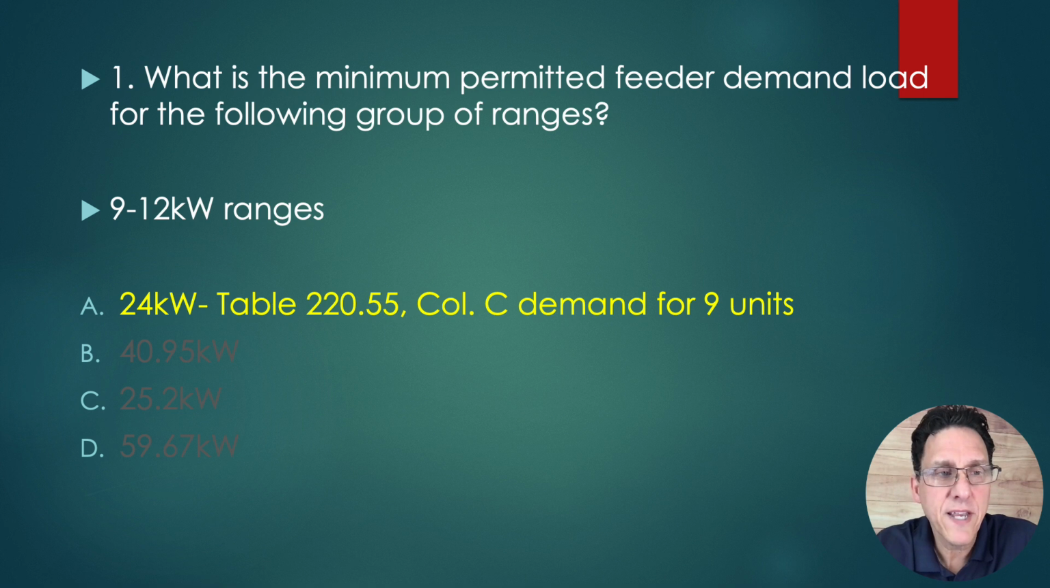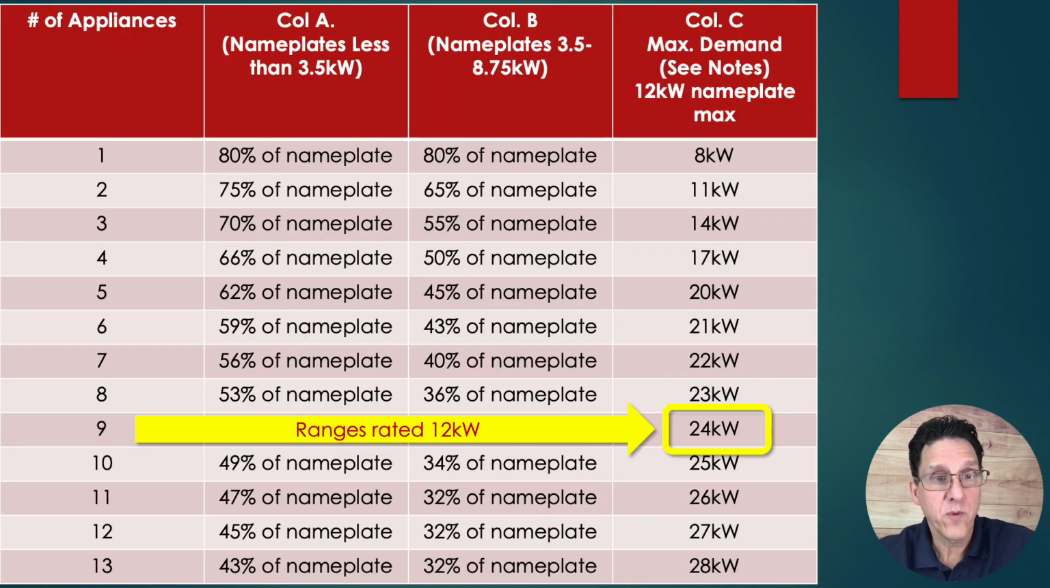Okay, there's the correct answer. The correct answer is A, or 24 kW. It's really just a matter of reading the demand in column C for 9 units. None of the nameplates are above 12, so we just read column C and we're done. If we look at the table, for 9 units rated 12 kW each, we just read column C, 24 kW, that's it, we're done, no math. It's about as easy as it's going to get.